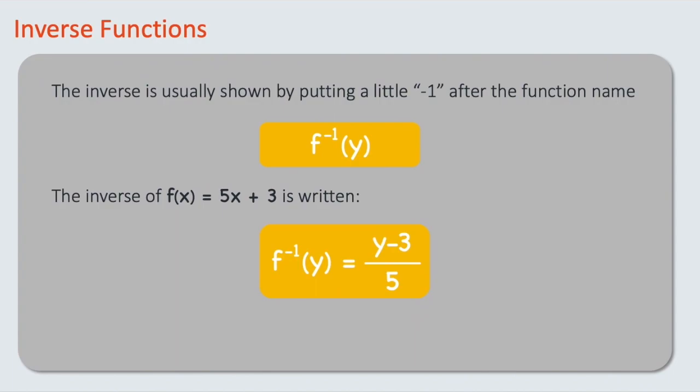The inverse is usually shown by putting a little -1 after the function's name, like this. We say f inverse of y. So the inverse of f of x equals 5x plus 3 is written as f inverse of y, which equals (y take away 3) divided by 5. I used y instead of x to show that we are using a different value.